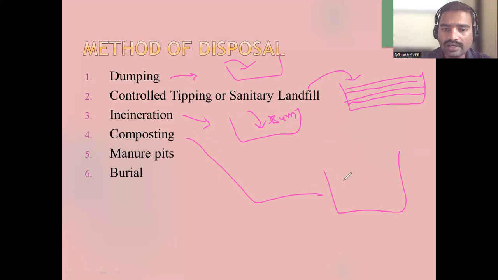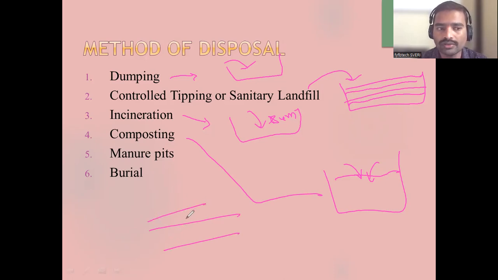Composting: here you are collecting the waste, you will do the watering, and you will do composting. That is, organic matter is converted into compost. Manure pit means in an open land, you will collect all the waste and make manure. And burial means you will take all this waste into the water bodies, deep ground water bodies. We will see one by one.